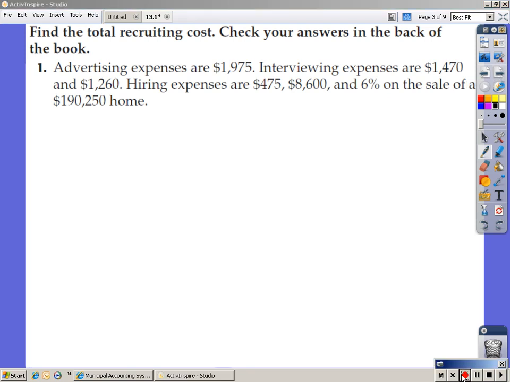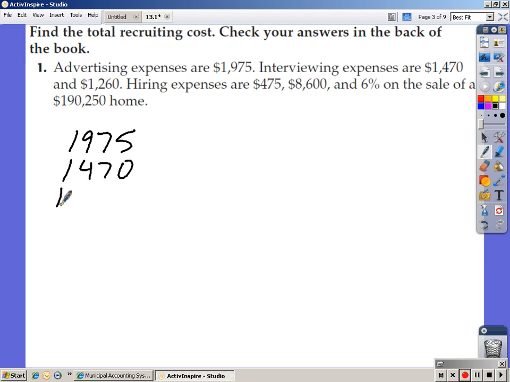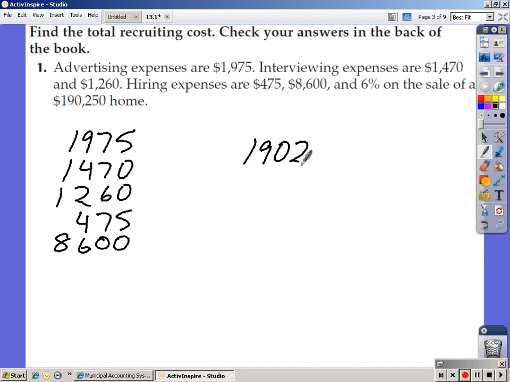All right. Looks like this one has a lot less to read. It's all put out for you already. Advertising expenses are $1,975. Interviewing expenses are $1,470 and $1,260. Hiring expenses are $475, $8,600, and 6% on the sale of a $190,250 home. All right, so let's find 6% of that.